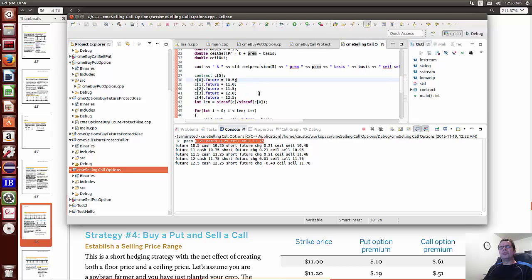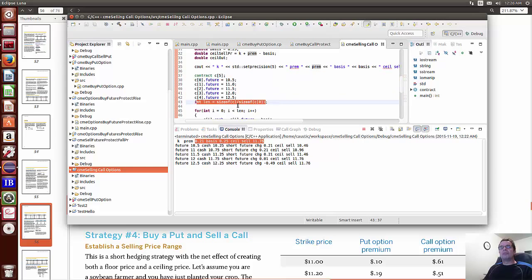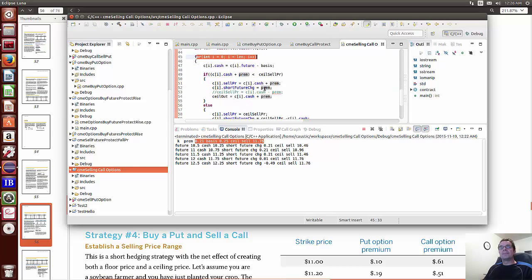Now, as you know, we're just going to feed in some future data. On top of that, we've got to set our array length size of the contract, of the structure, C. And then we loop through all the different conditions. So first we calculate our cash price by taking the contract's future price minus the basis. We've got the cash price plus the premium, but as long as it's not greater than the max ceiling sell price, we set the sell price being cash plus the premium, the short future change, which is really the premium, and then we just output the ceiling of the cash plus the premium.